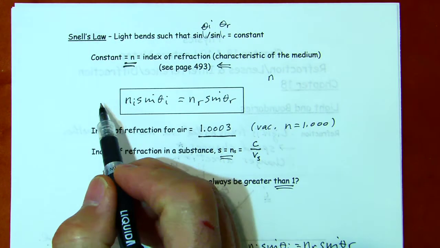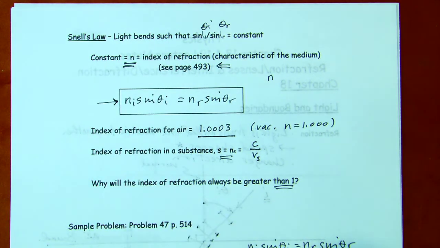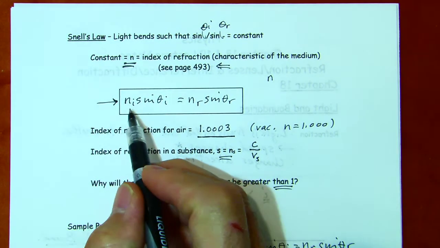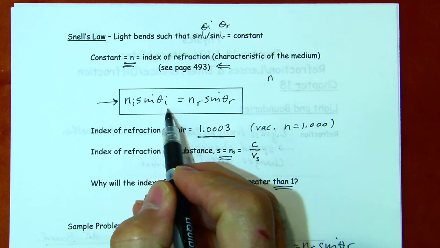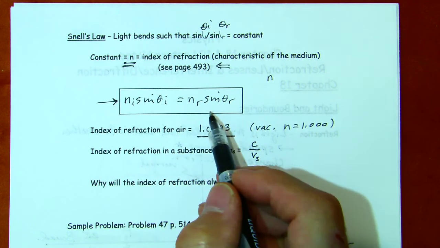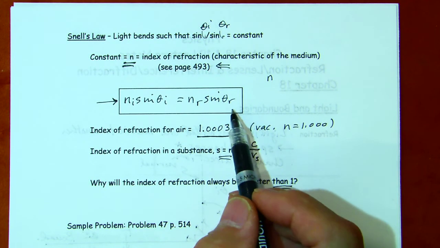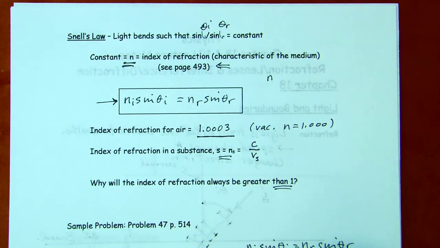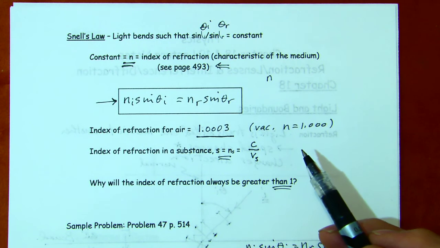So what Snell figured out experimentally, or empirically, was that the index of refraction on the incident side media times the sine of the angle of incidence always equals the index of refraction on the refracted side times the sine of the refraction angle. So this then leads us to what does n really measure?